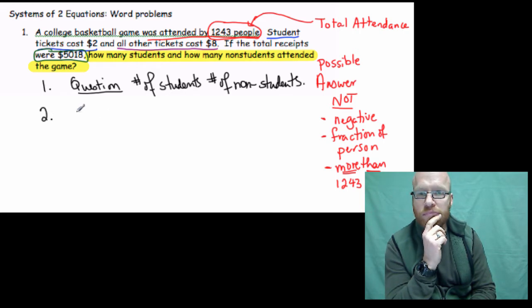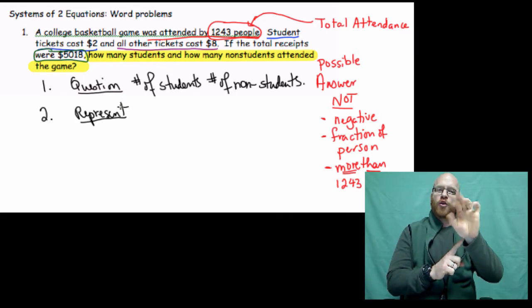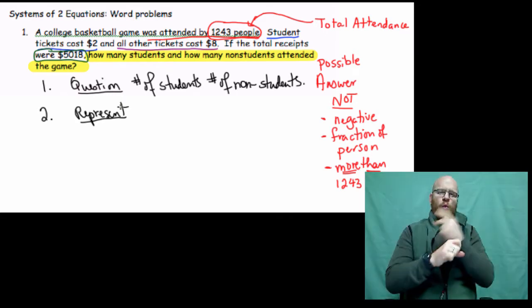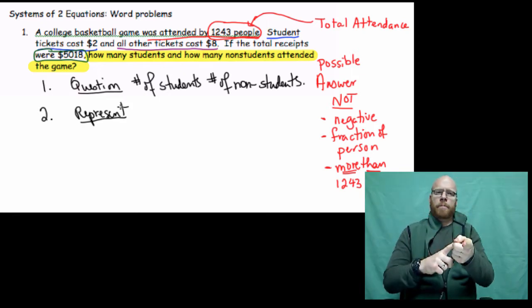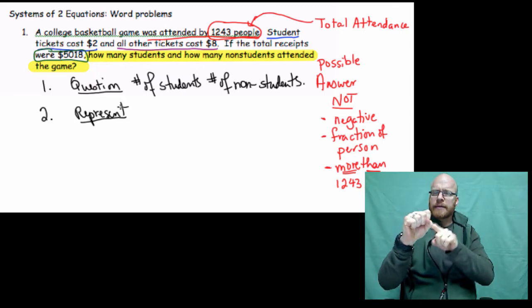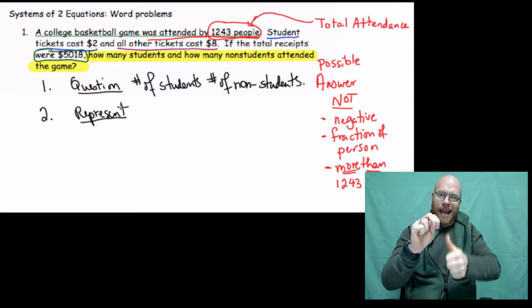Now to our second step. Represent. What I'm meaning here is to pick a variable that represents your unknowns. You can use X and Y, but I tend to use letters that relate to the problem. I'm not going to be all creative here. I'm going to use S for students and N for non-students. Pretty simple.